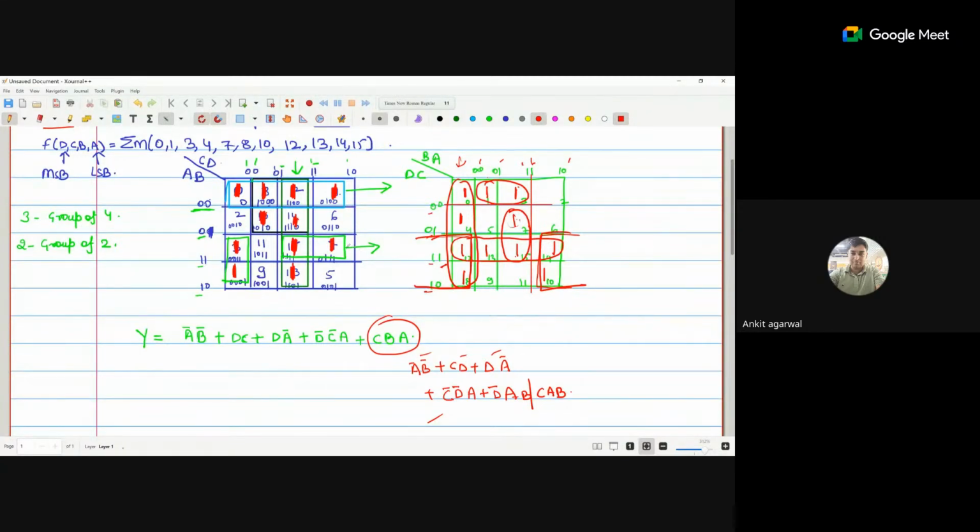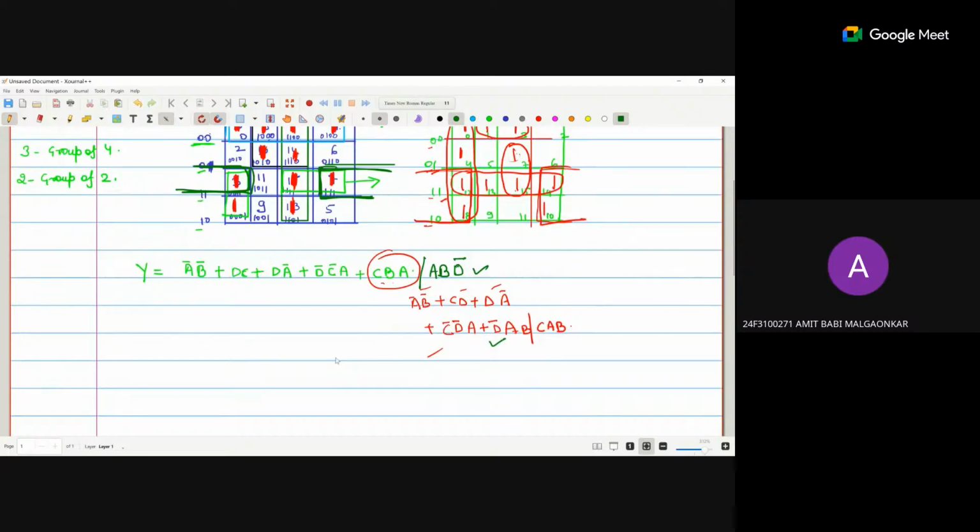Similar to here, if you create a group with this one, this CBA term is present. If you create a group of this and this row side, the group is A B because D is constant, D is 0, so D bar, this term and this term. Okay, so you can use any method.